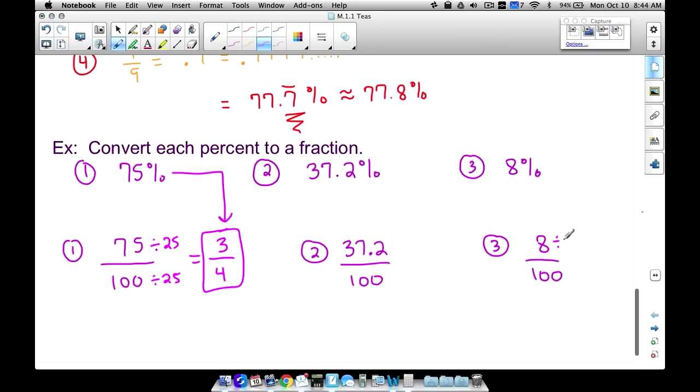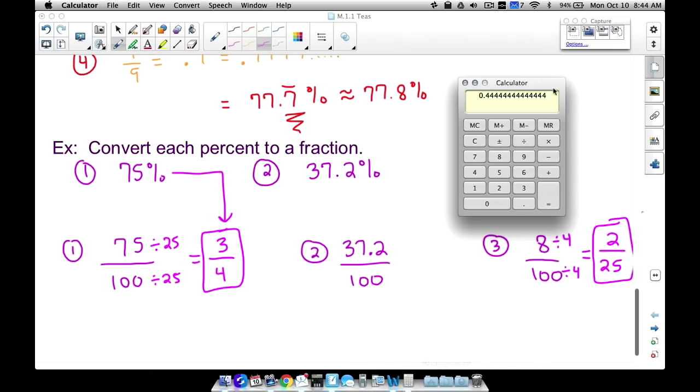We can divide both of these by 2, or we can go ahead and divide them by 4. 8 divided by 4 is 2. 100 divided by 4 is 25. And to tie this all back together, check this out.